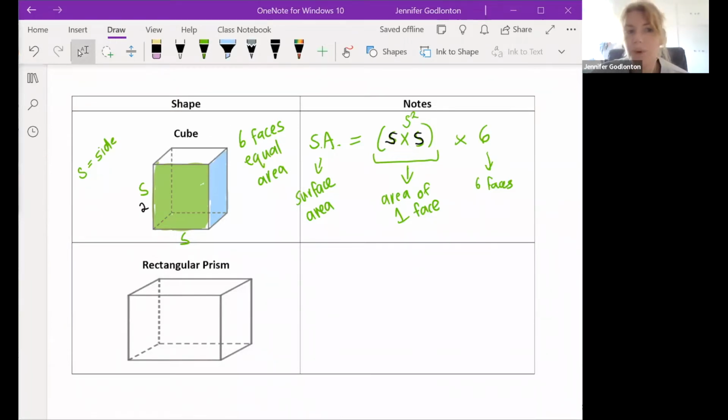Okay, how can I help? Hi, ma'am. Ma'am, in my book, it says that the formula for cube is 6a squared. So is it the same as the one on the screen? Yeah, it's exactly the same. It's just writing it in a slightly different way. Instead of saying S for side, they're using A, and you're still saying 6. So you're saying 6a squared. It means the same. Okay, thank you, ma'am. No problem.